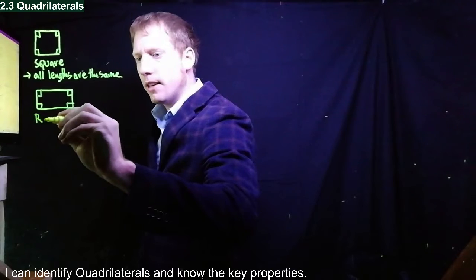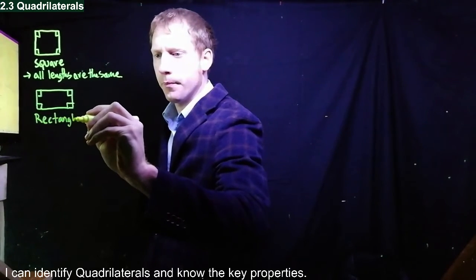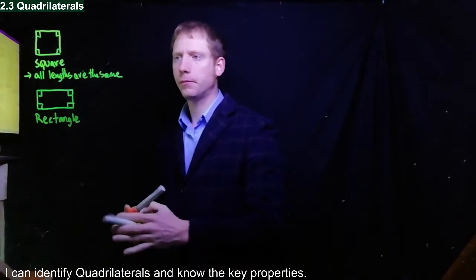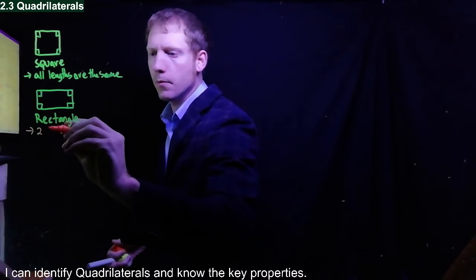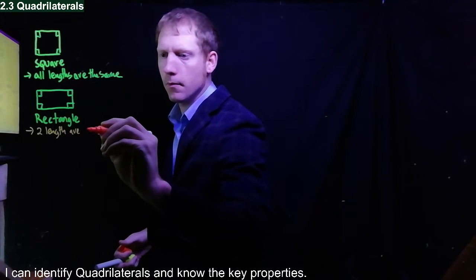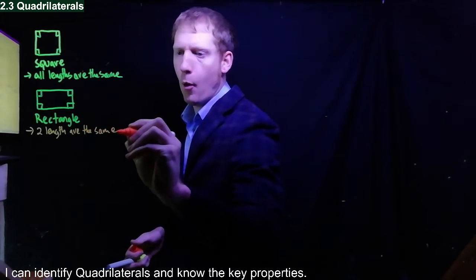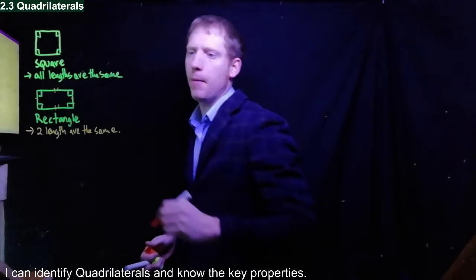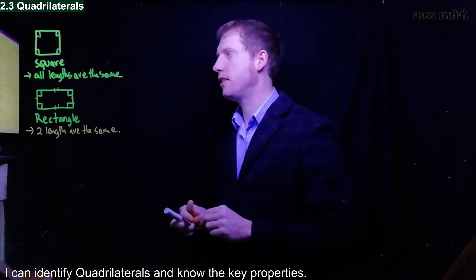How do I know it's a rectangle, guys? Two lengths are the same. Both two lengths are the same. So this length and these lengths are the same. And then you have 90 degree angles there. And that's a rectangle.